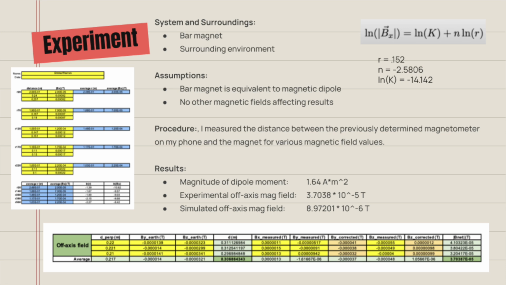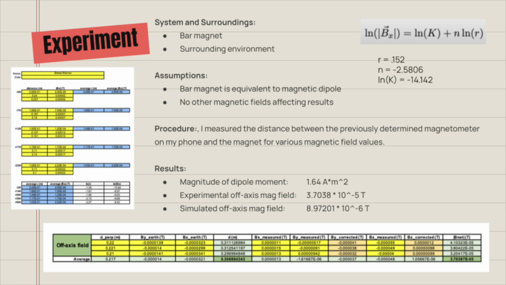Now let's discuss the experiment. My system was a bar magnet, and the surroundings were everything around it. My assumptions included that the bar magnet could be considered a magnetic dipole and that there were no magnetic fields in the surrounding environment that may have affected the results.